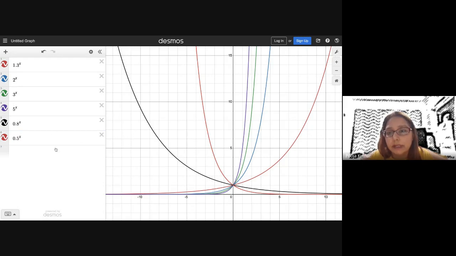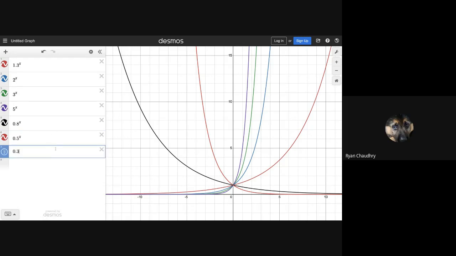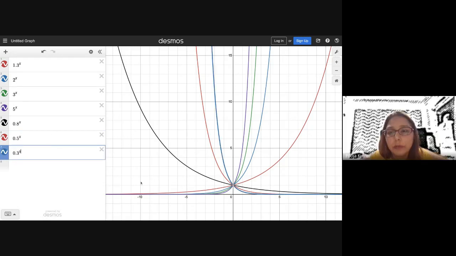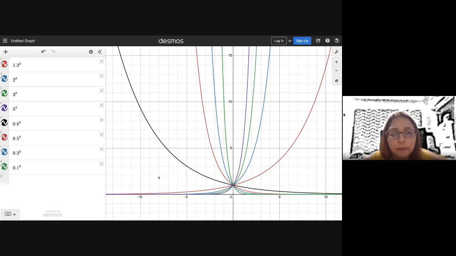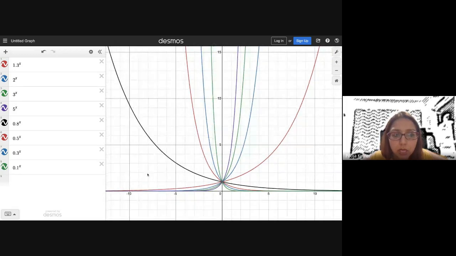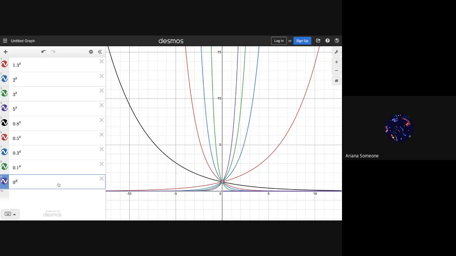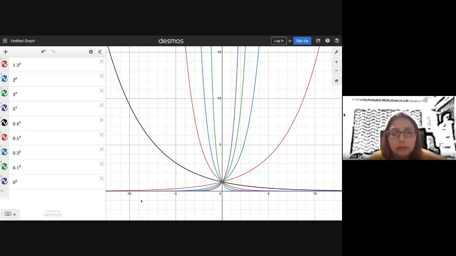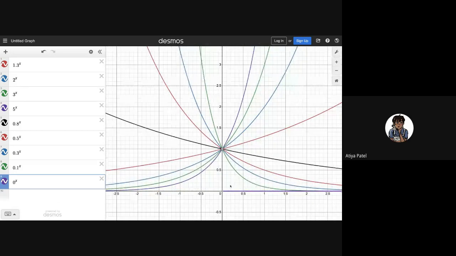0.3 raised to power x. Also goes the other way. And 0.1 raised to power x. What did I say? What condition was there? It cannot be 0. So 0 raised to power x. What happened? 0 raised to power x. No answer came. Not defined.